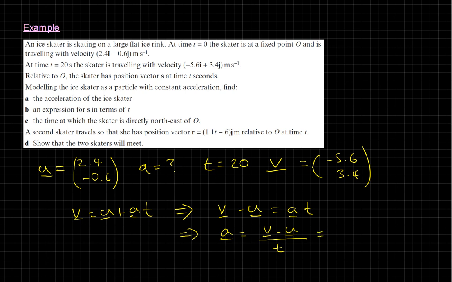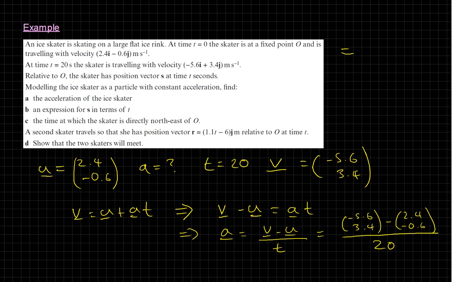Which is what? V is (-5.6, 3.4). U is (2.4, -0.6). And then we're going to divide that whole thing, so all the components will be divided by 20. And what do we end up getting for that? Let's write it up here. Maybe double check it with me. And you should get (-0.4, 0.2). Okay, and that's our acceleration. Great, okay, we can remove this working now then.